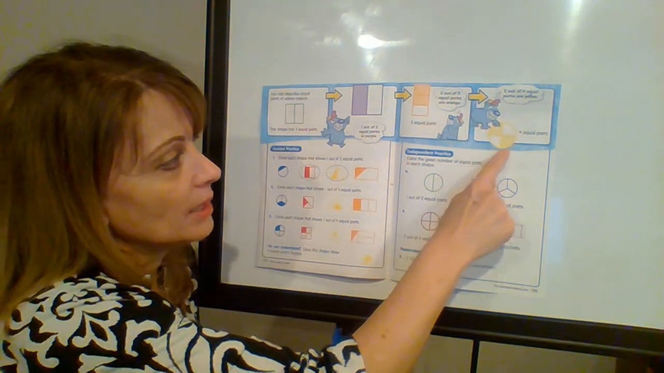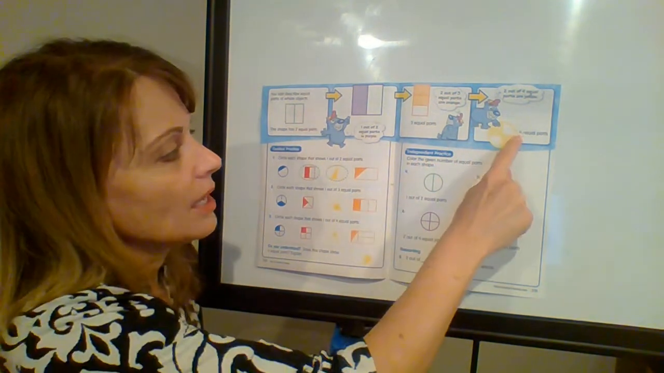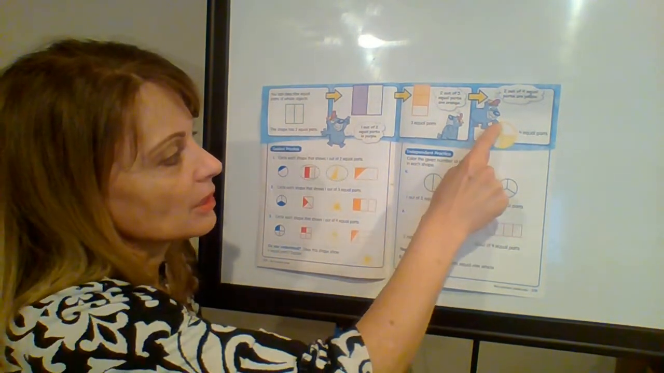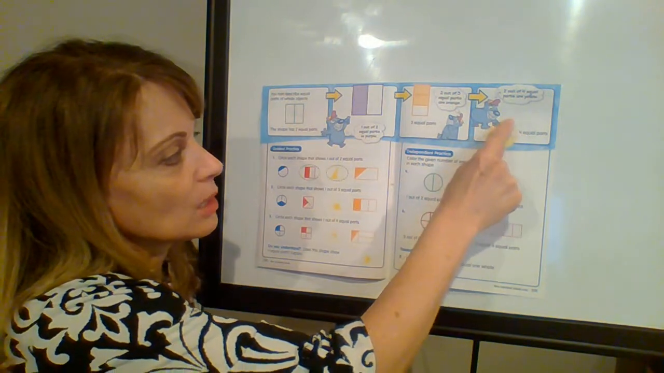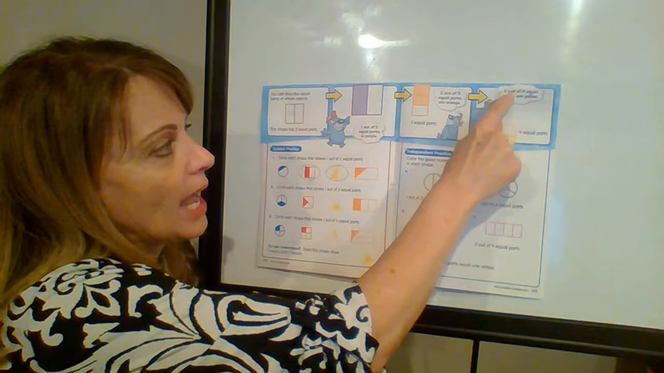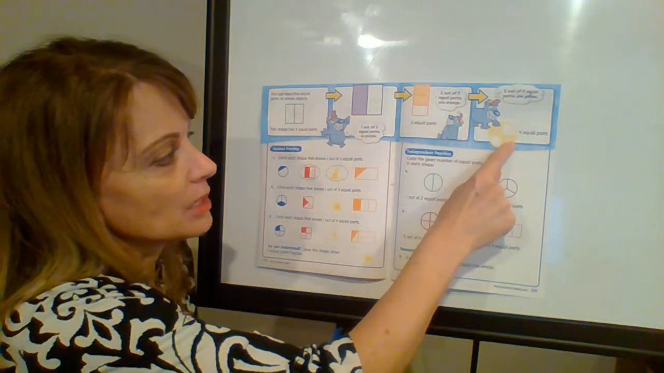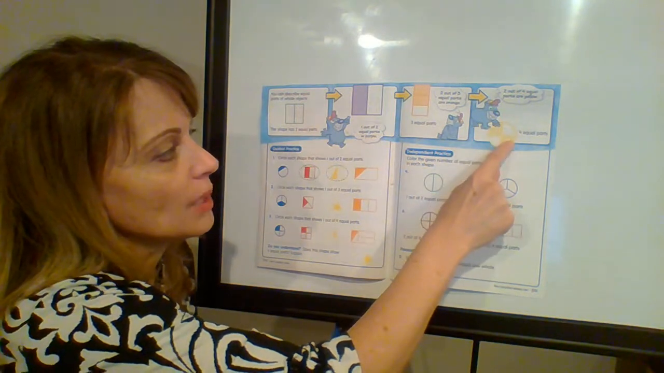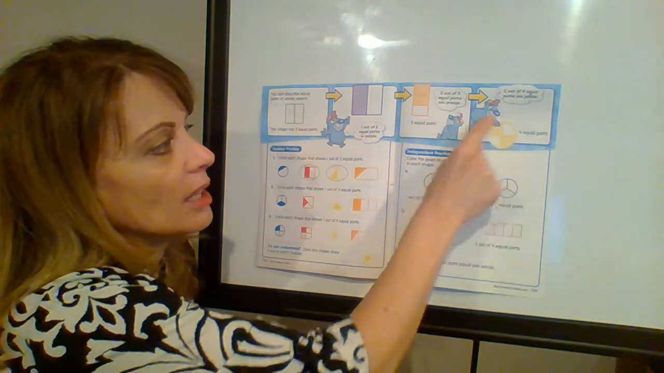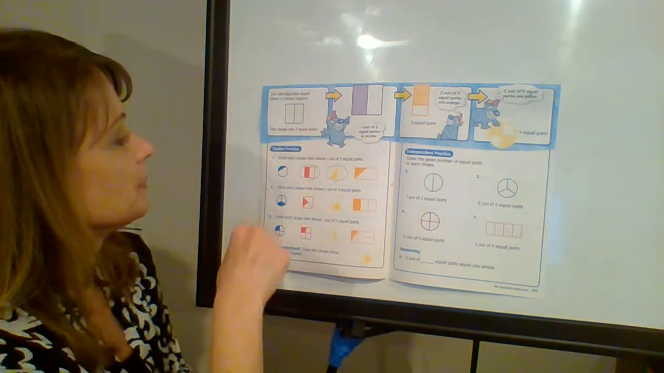Look at this one. This circle, it's yellow. It's hard to see on mine, but you're looking at yours. There are four equal parts. This is yellow, white, four equal parts. Two out of four equal parts are yellow. So this is yellow, so that's one, two. Out of how many in all? There are four parts in all, okay?